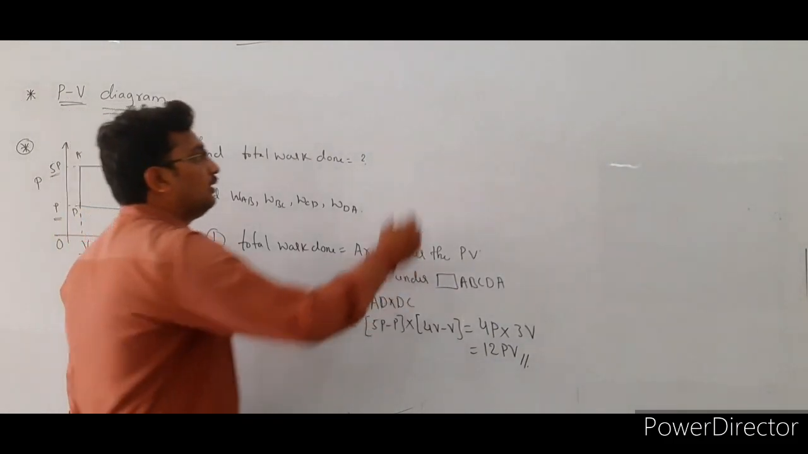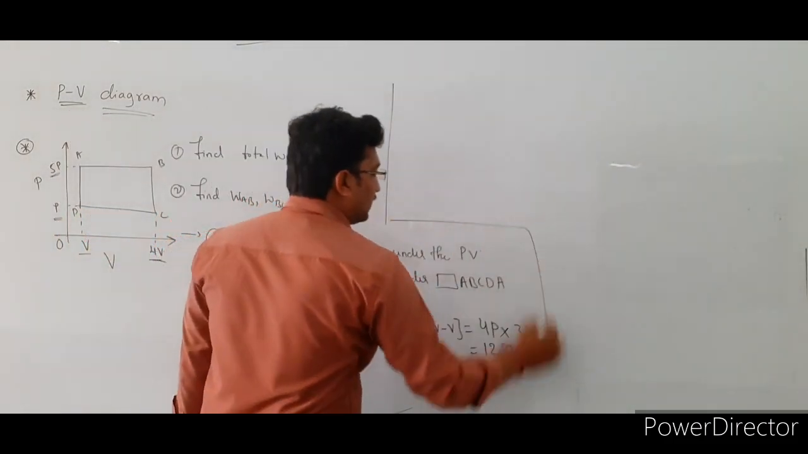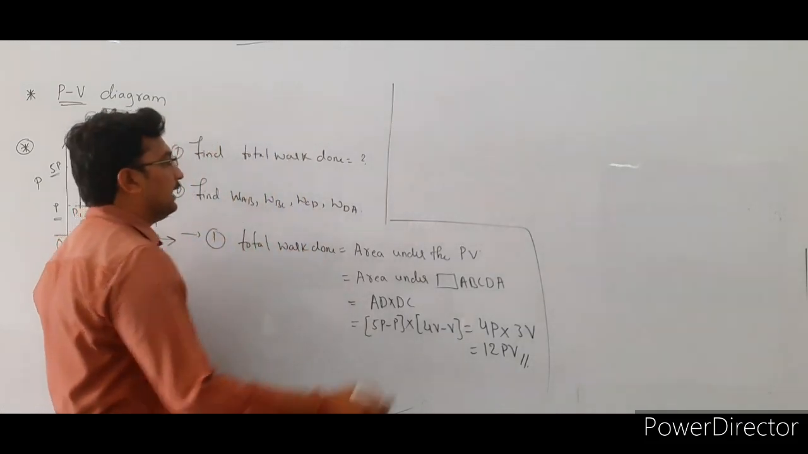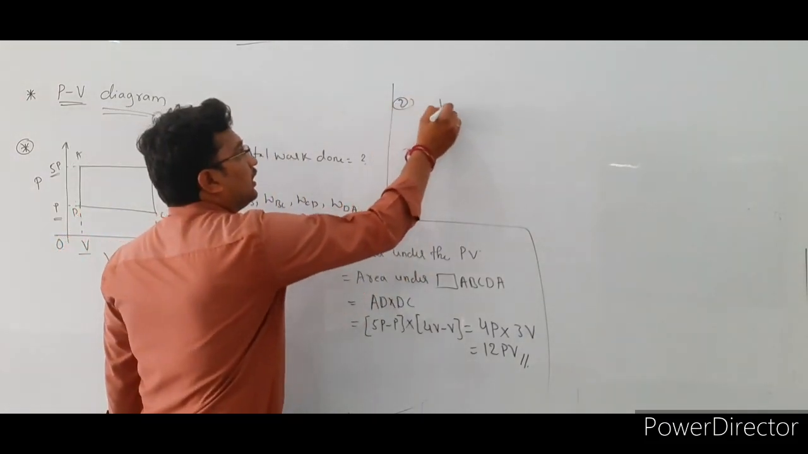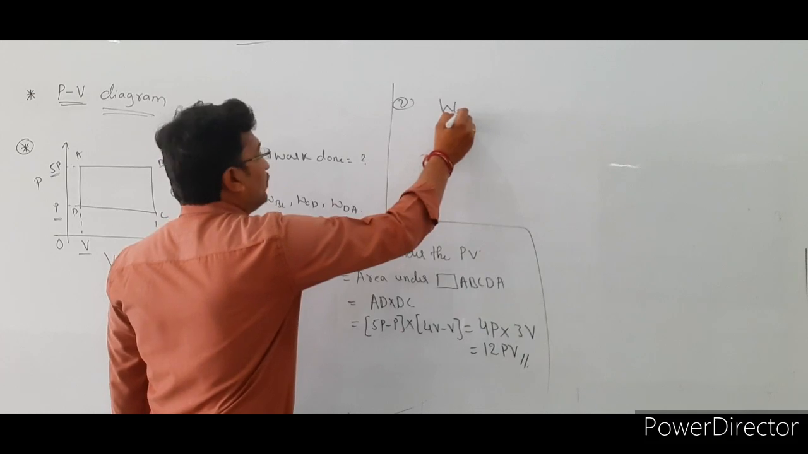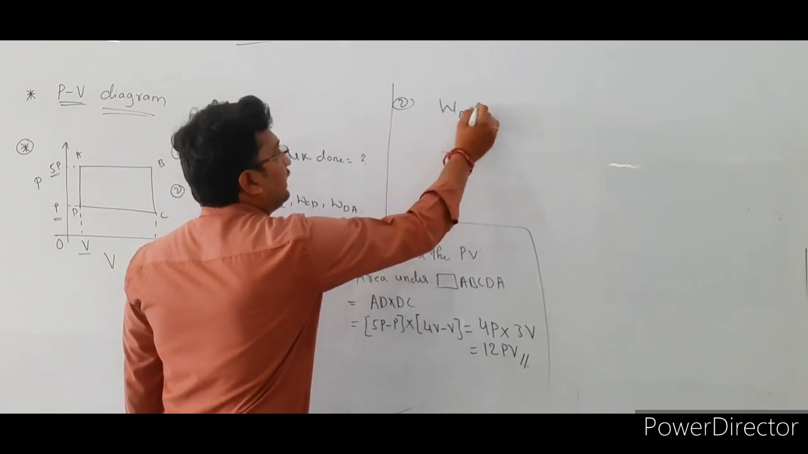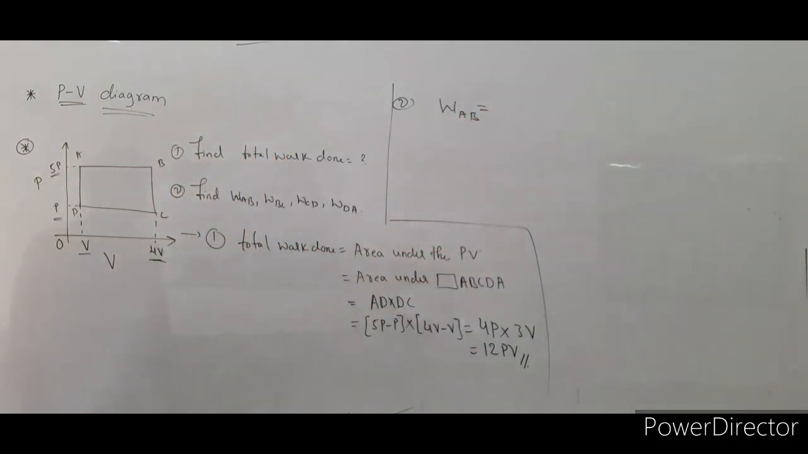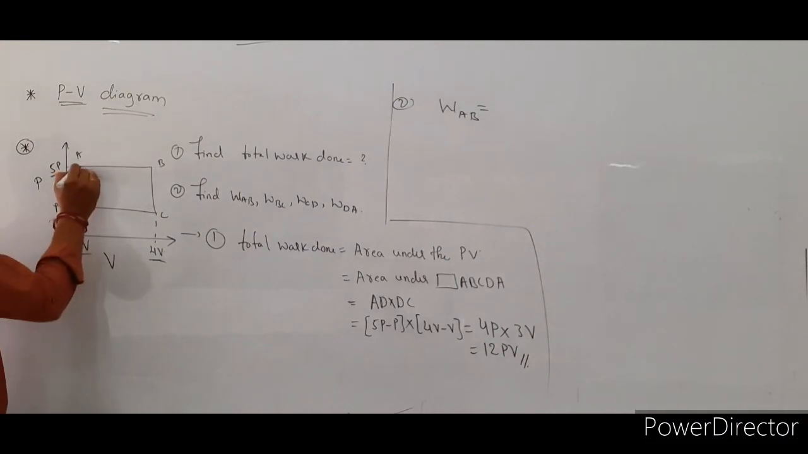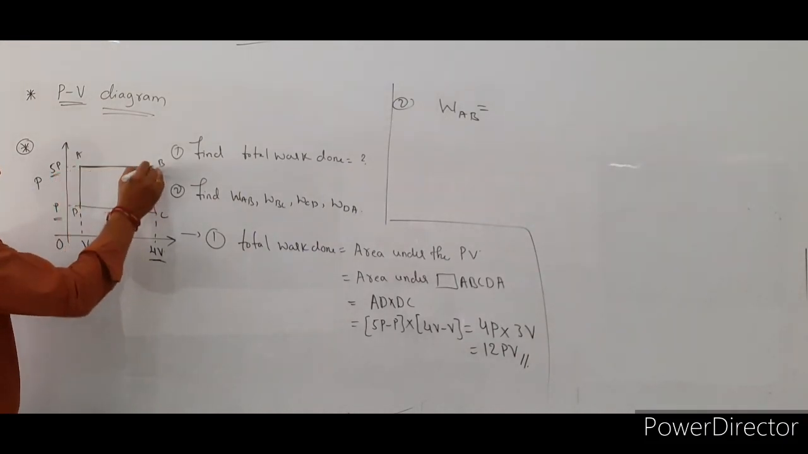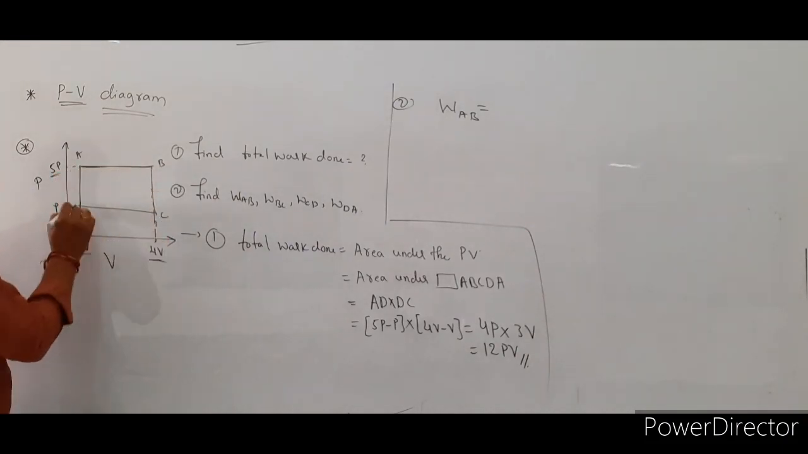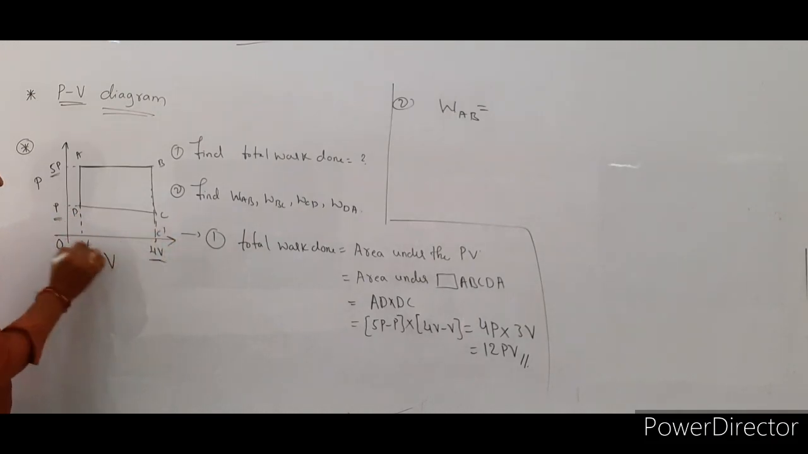And the second one, we have to calculate the work done along AB, BC, CD and DA. The work done along AB curve. So that means we have to calculate the work done along AB curve. In this case, we are just joining this one, so this becomes C dash and this becomes D dash, right?